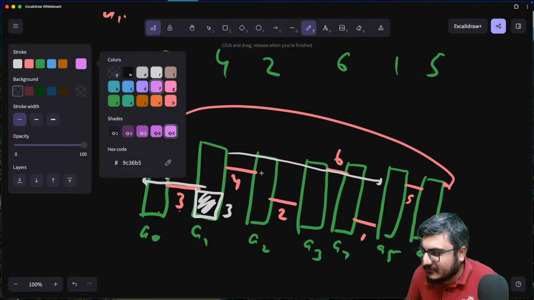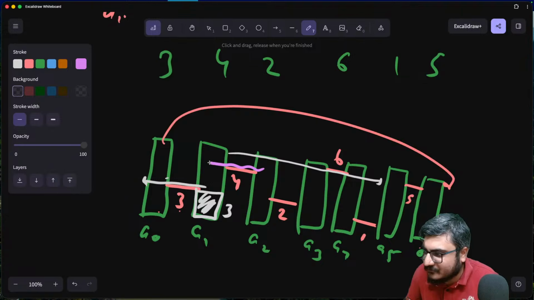For this, what is the height from this side to reach this well? This is at height 4. And on the right side, this is at height 6. So I can try to fill water up to height 4 here. Let's forget about this 2 here.